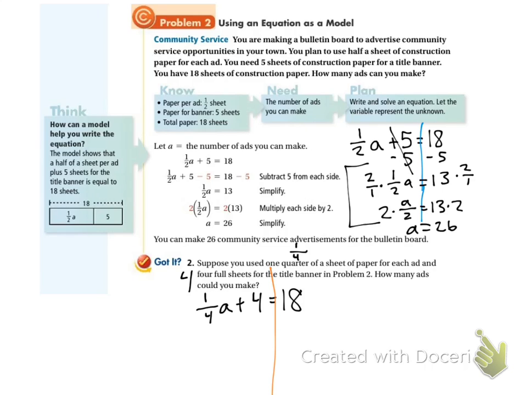So I'm going to subtract the 4, which gives me 1/4 A equals 14. Again, I can multiply by the reciprocal, if you want to think of it like that. Or this is the same thing as A divided by 4. So I could multiply by 4 because the opposite of dividing by 4 is multiplying by 4. Either way, I get that A is equal to 56.